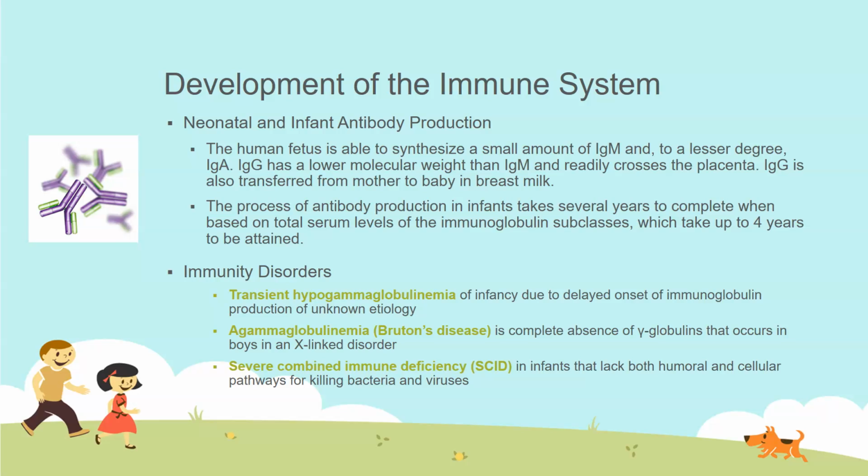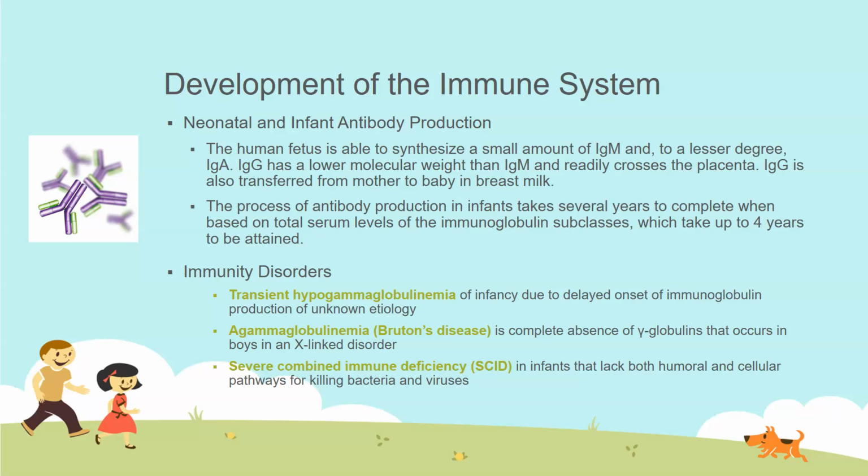And lastly, the development of the immune system. You have neonatal and infant antibody production. So the human fetus is able to synthesize a small amount of IgM and to a lesser degree IgA. IgG has a lower molecular weight than IgM, of course, and readily crosses the placenta. So antibodies from mom can cross over into the baby. And IgG can also be transferred from the mother to the baby in breast milk. So the mother's antibodies there are protecting the baby.